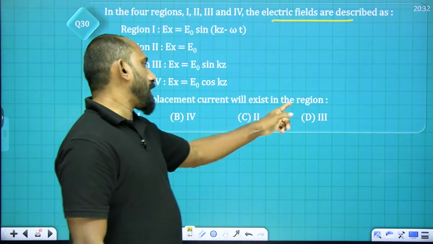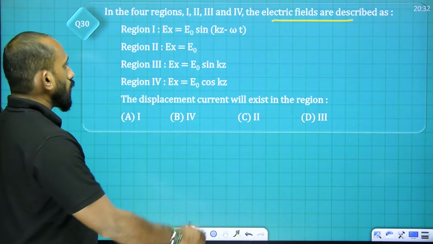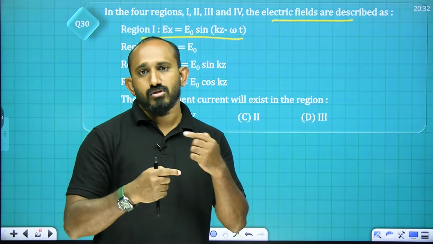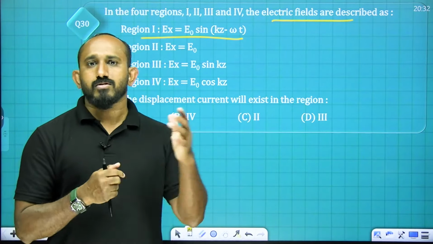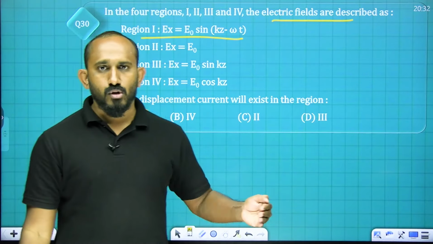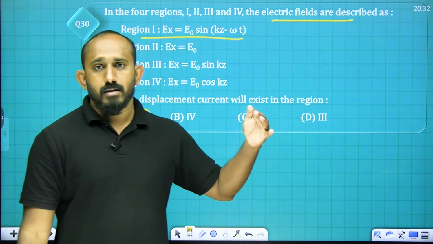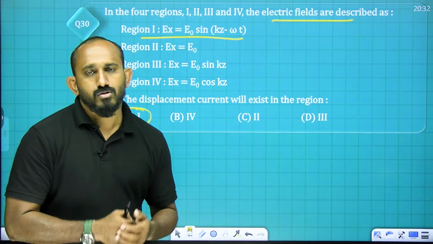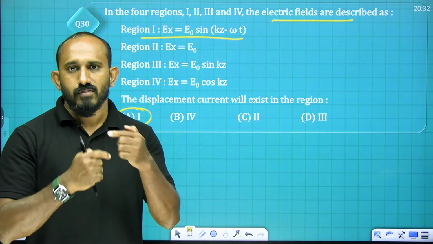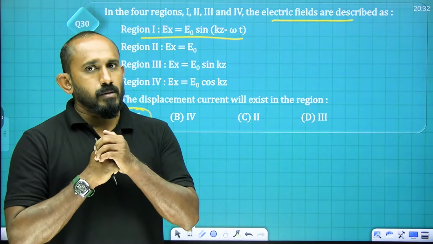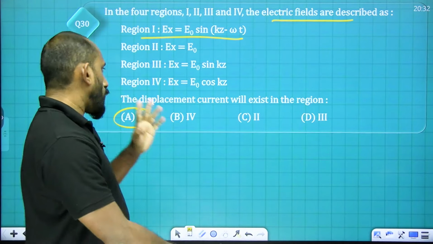The displacement current will exist in the region where, of course, the rate of change of electric field actually causes the displacement current. So only region 1 it is there. The same topic will come in AC and EM waves, the displacement current concept also. So the rate of change of electric field or electric flux causes the displacement current. So here 1 is the correct answer.